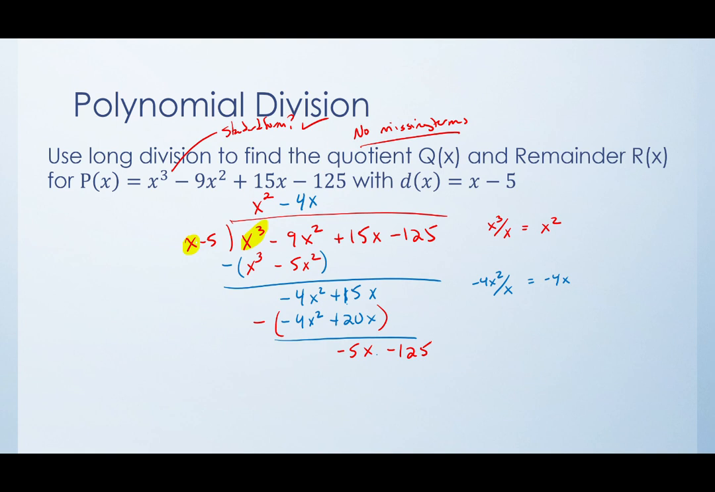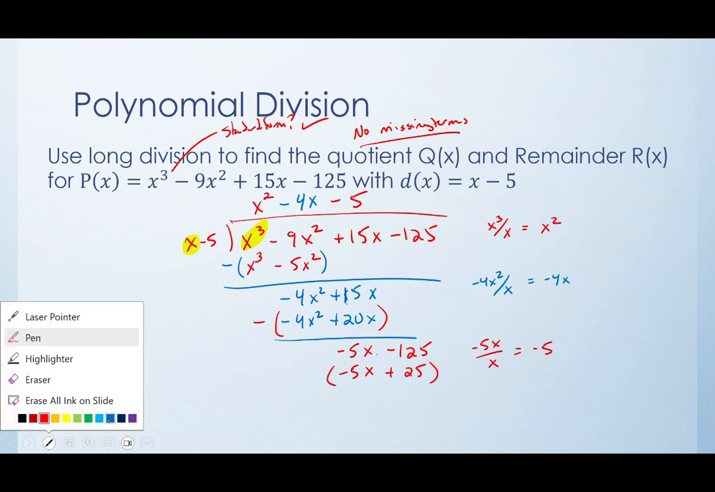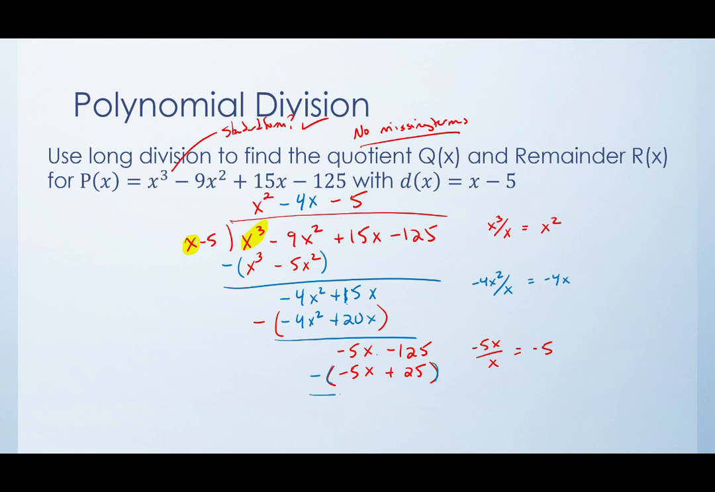And then we repeat the process again, because we are not at a stopping point. We are not at a place where the remainder is a degree less than the divisor, or 0. We're not there yet. So what do we got? We've got negative 5x over x. That's going to be negative 5. And we're going to multiply negative 5 times x, and negative 5 times negative 5, that's going to be plus 25. And again, we are subtracting, right? So negative 5x plus 5x, 0. Negative 125 minus 25, so that'll be minus 150.